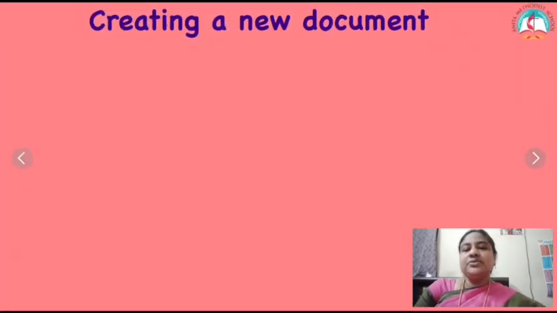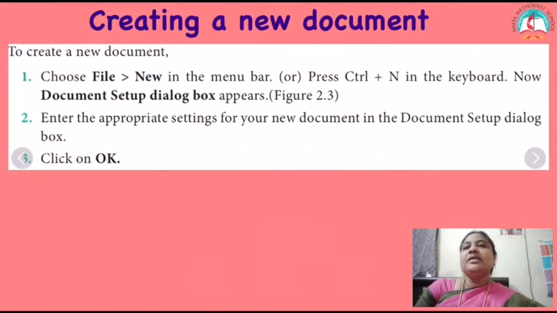To create a new document, or close it or delete anything, we can do it in two ways. One is using the menu bar, another is using the shortcut key. So for a 2-mark question, you must write using the menu bar. This is for 1 mark. Then using the shortcut key, this is for 1 mark.